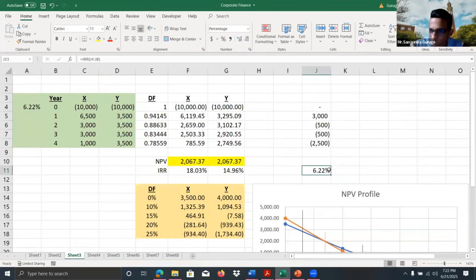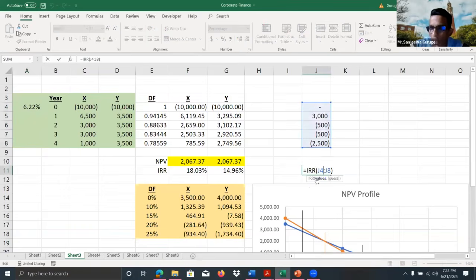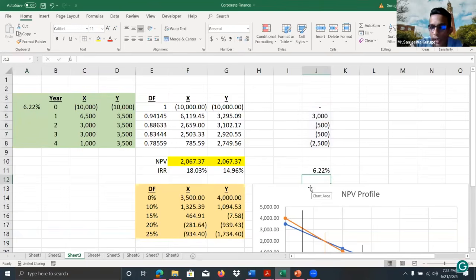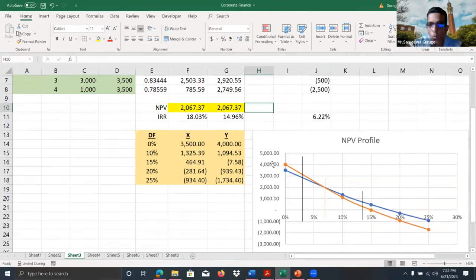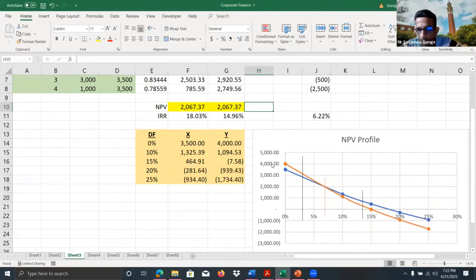Crossover rate means what? That is the IRR of incremental cash flows. So when we need to compare, to identify if the discount rate changes, because you know the meaning of discount rate, right? Discount rate means the cost of capital, right?